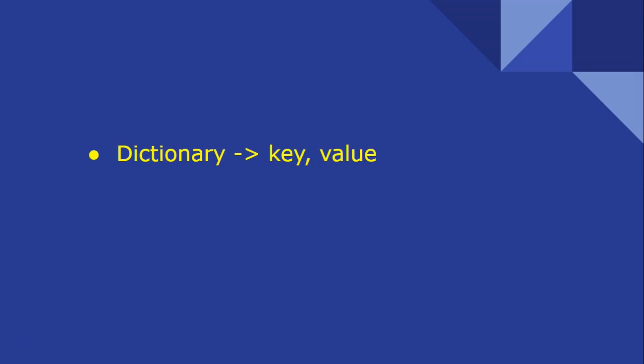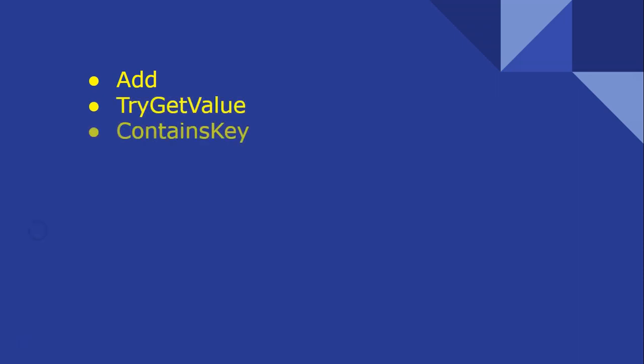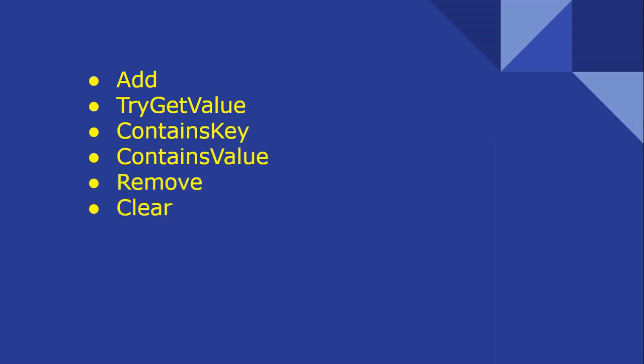C# dictionary is a collection of keys and values. That is, it stores data as key value pairs. The operations it supports: add, try get value, contains key, contains value, remove, clear, etc. So let's see C# dictionary in action.